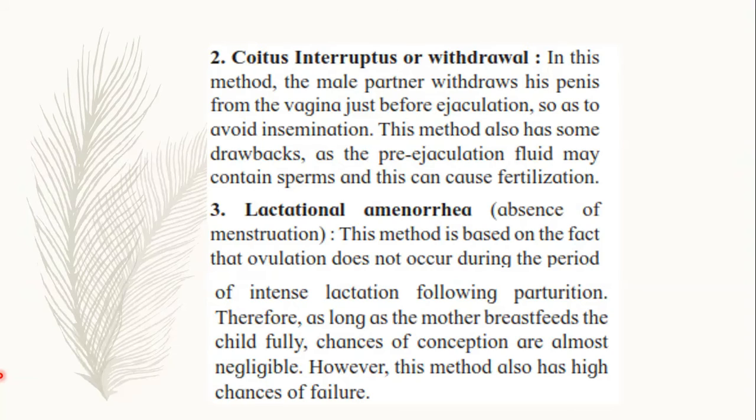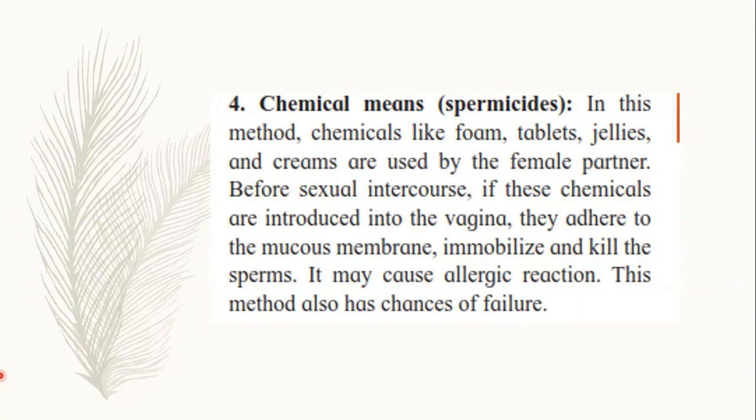All the methods that we are studying today are only temporary, so they may show chances of failure also. Next is chemical means or spermicides. The word cide means to kill. In this method, chemicals like foam, tablets, jellies and creams are used by the female partner. Before sexual intercourse, the female applies either tablets or jelly, which she introduces into the vagina. They adhere to the mucous membrane and immobilize and kill the sperm. This may even cause an allergic reaction, and this method can also fail.